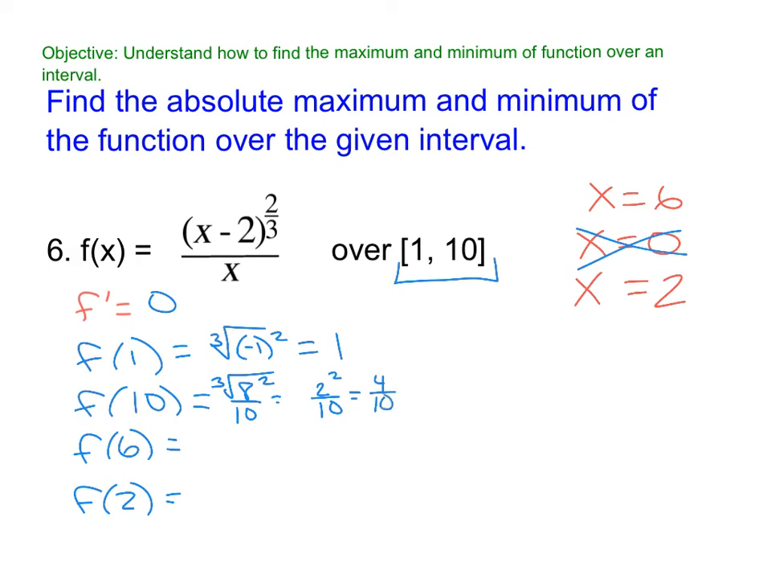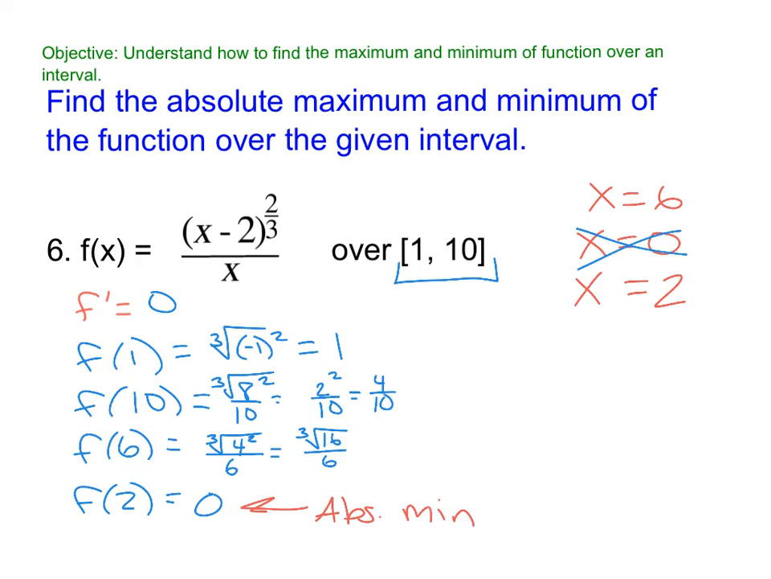And then 6 on the bottom. The cubed root of 4 squared. Let's see, right? I did that right, 4. So that's the cubed root of 16 over 6, so whatever that is. And then f of 2, we just get 0. All right, so we definitely know that our minimum, this is our absolute min.